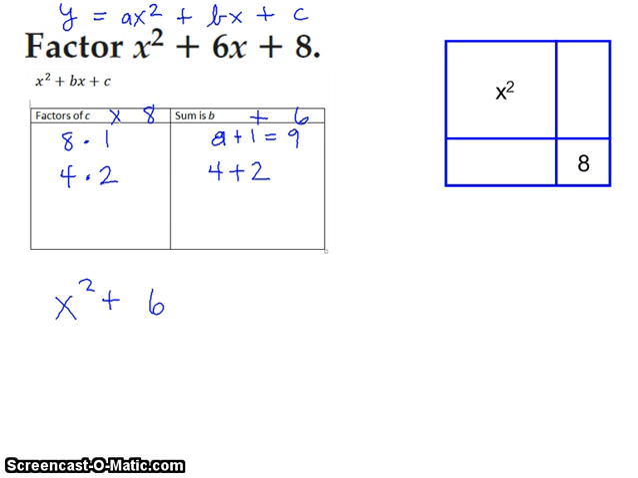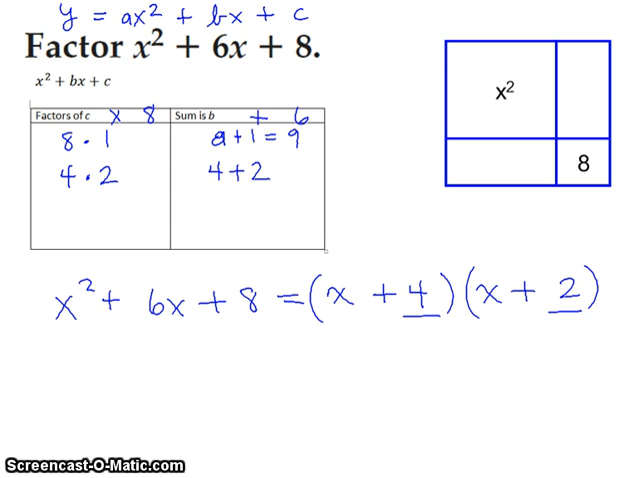So how does this relate? We have x squared plus 6x plus 8. We know if we're using distribution, our first terms, x times x, has to give us x squared. What we put here has to multiply to give us 8. So that's going to be plus 4 and plus 2. Okay, so this would be x plus 4 and x plus 2. This is 4x and 2x. Notice when we add these, we get 6x, and when we multiply, we get 8.